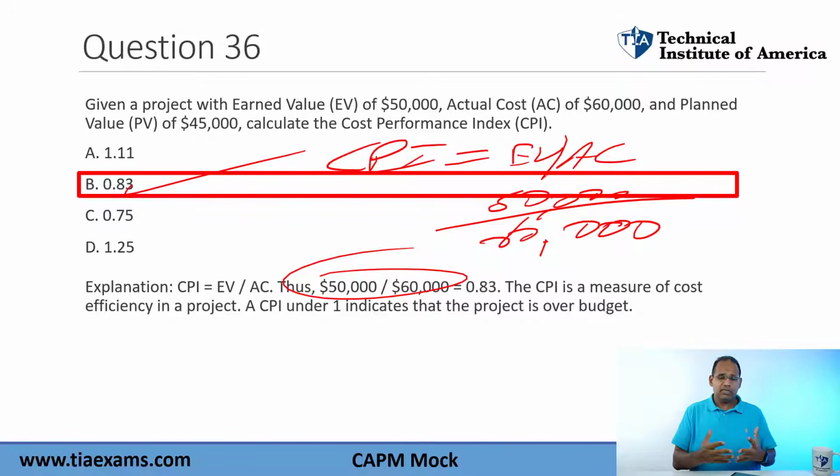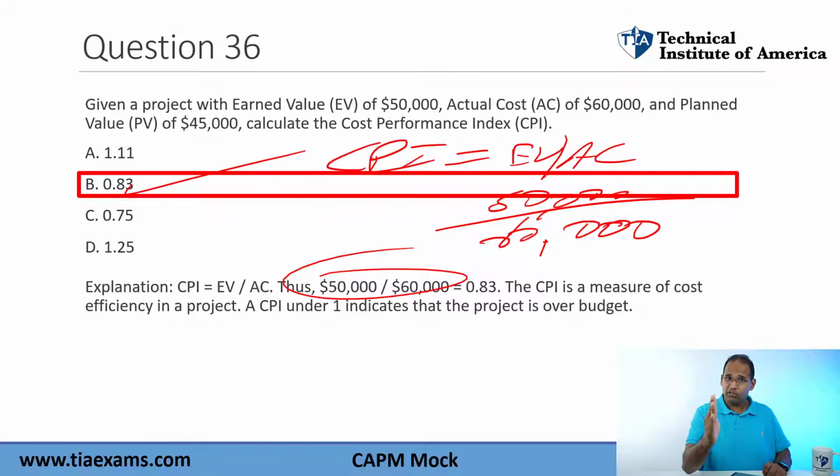Understand that if CPI is at 1, you're on budget. Anything under 1, read it as a percentage: you're over budget by that much of a percentage. If you're over 1, you're under budget by that much of a percentage. So if somebody says 0.83, you're 17% over budget.